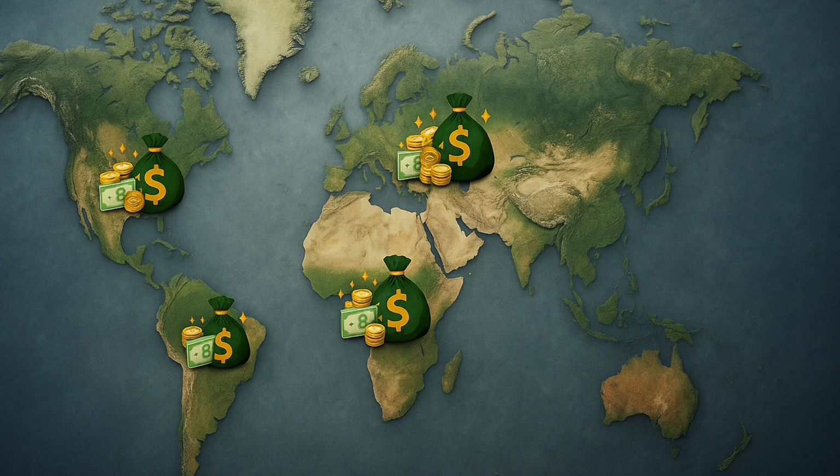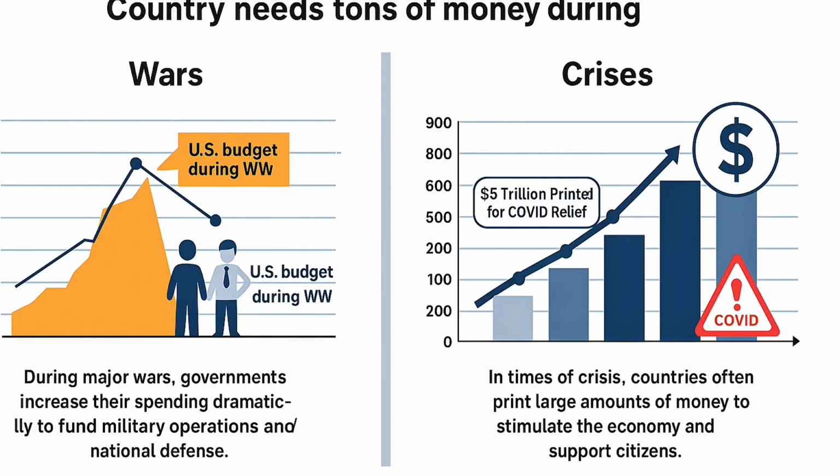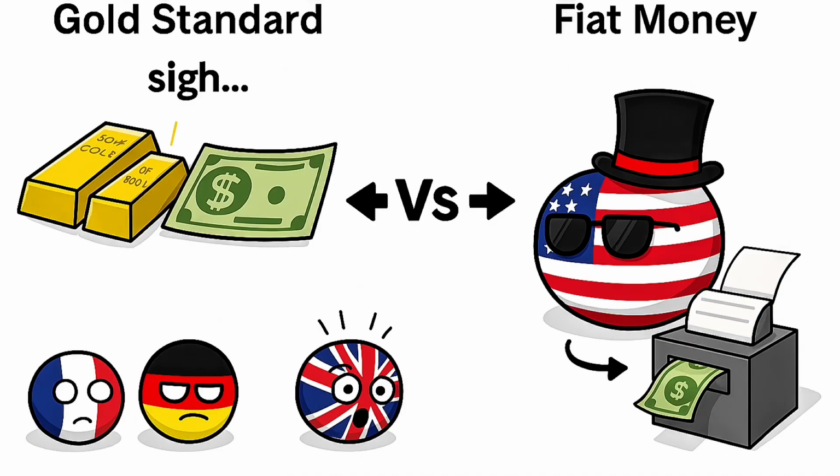As economies grew and global trade intensified, it became increasingly difficult to maintain enough gold to back all the currency in circulation. Wars, crises, rapid growth, all of this forced countries to abandon the gold standard. In the 1970s, the world adopted something new, the fiat money system.